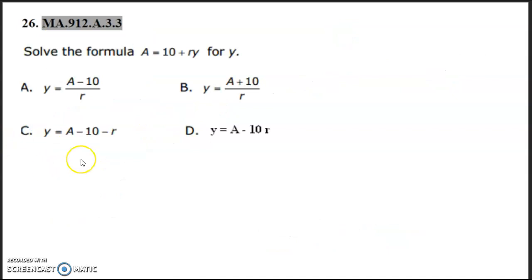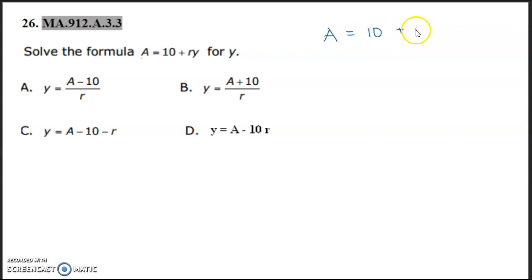So let's do the last one for this video, which is number 26. Again, we're completely switching gears. This is not what we've been doing in the past. This is solving for a variable. So we're going to switch into our multi-step equation steps. It says solve the formula, this is a equals 10 plus ry, for y. I'm going to write it over here just because it's easier for me to write.